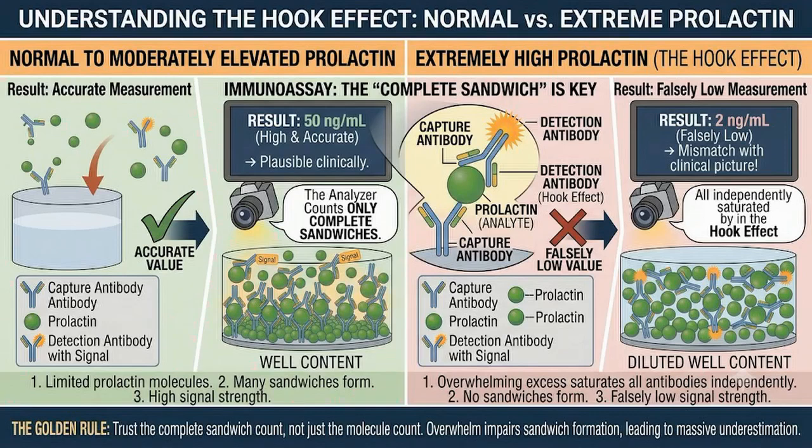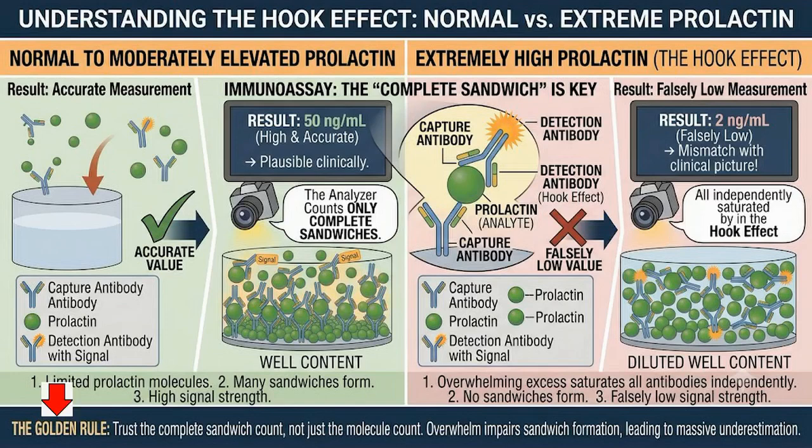A simple rule to remember is that normal or moderately elevated prolactin levels allow the formation of many complete antibody-prolactin-antibody sandwich complexes, enabling the assay to produce an accurate prolactin measurement. In contrast, when prolactin levels become extremely high, the capture and detection antibodies become saturated independently by different prolactin molecules. This prevents the formation of sufficient complete sandwich complexes, causing the assay to detect fewer complexes than are actually present. Consequently, the laboratory reports a falsely low prolactin level, a phenomenon known as the hook effect.